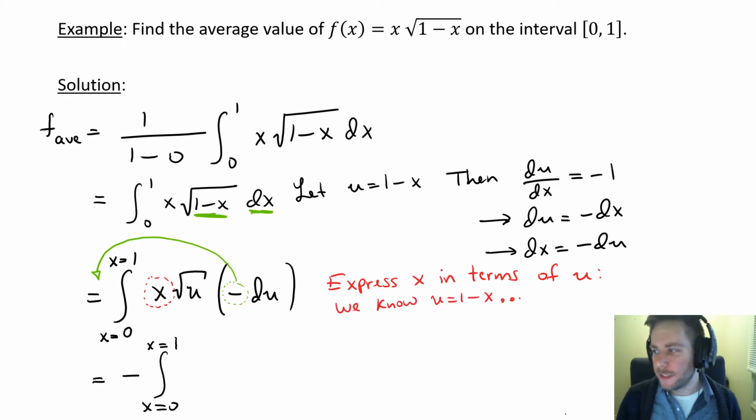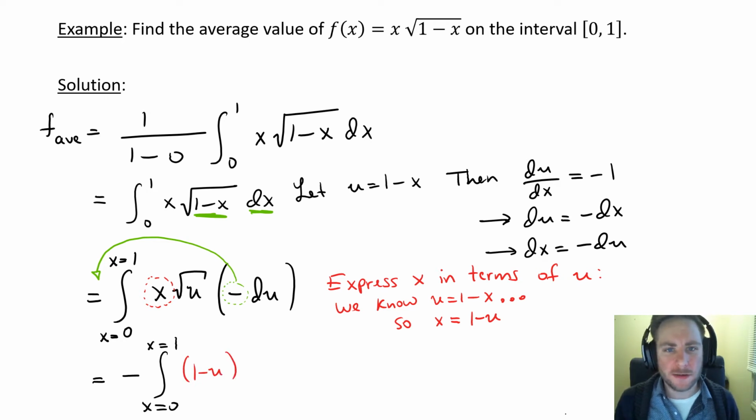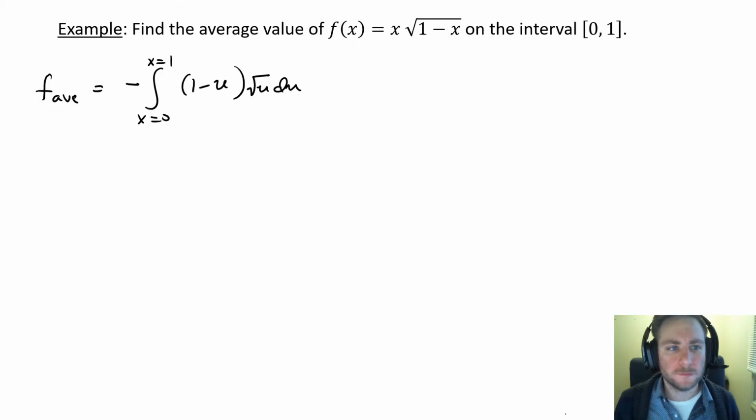Earlier on, we decided that u is equal to 1 minus x, and we can simply rearrange that relationship to figure out what x is equal to in terms of u. A bit of basic algebra there shows us that x is equal to 1 minus u. And that means that where we see an x, we can put 1 minus u instead. Of course, we still have root u du to account for from the previous step. I've just given myself more space and summarized what we've done so far to find f av.